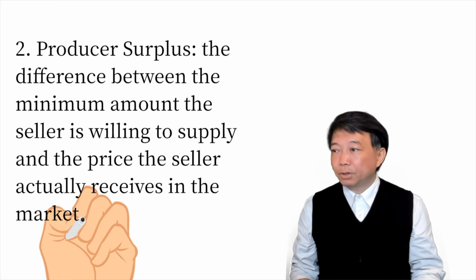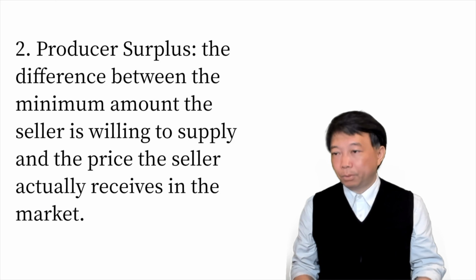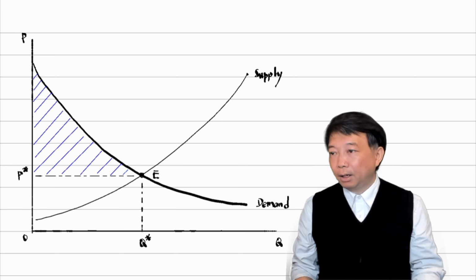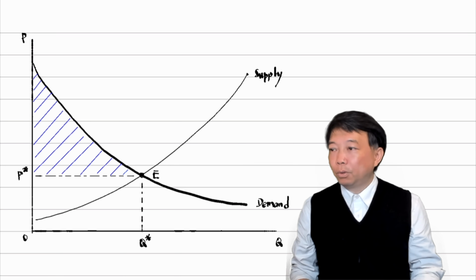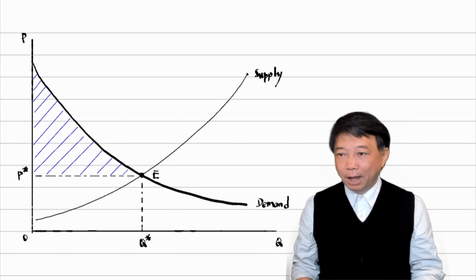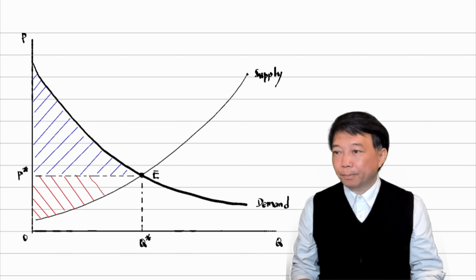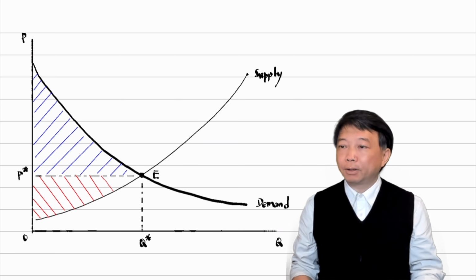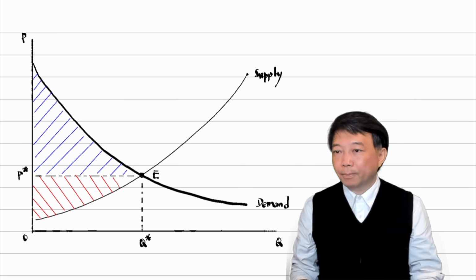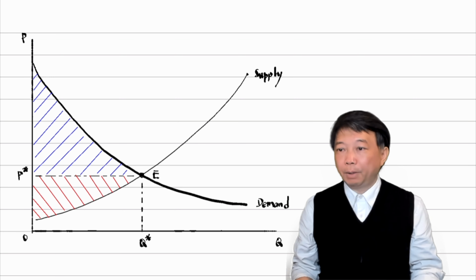The minimum amount a seller is willing to produce is usually the firm's variable cost. The supply curve represents the marginal variable cost. So, the producer surplus is the area between the market price line and the supply curve. The red area in the graph is the firm's producer surplus. Producer surplus is closely related to the firm's profit. A firm's profit equals producer surplus minus the firm's fixed costs.